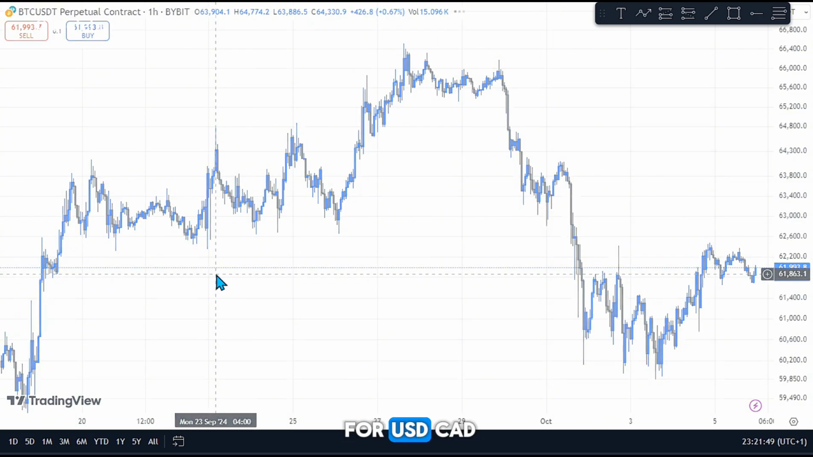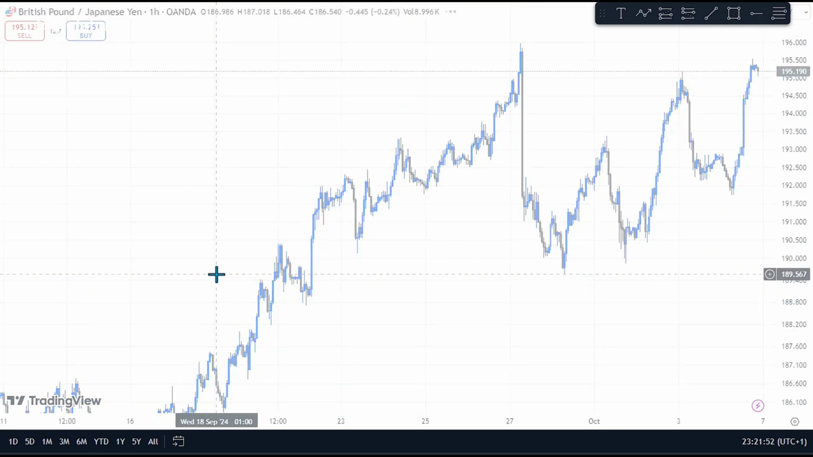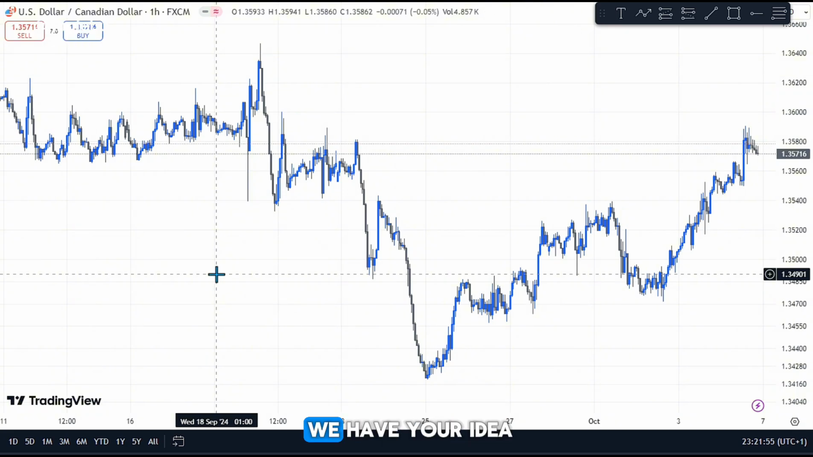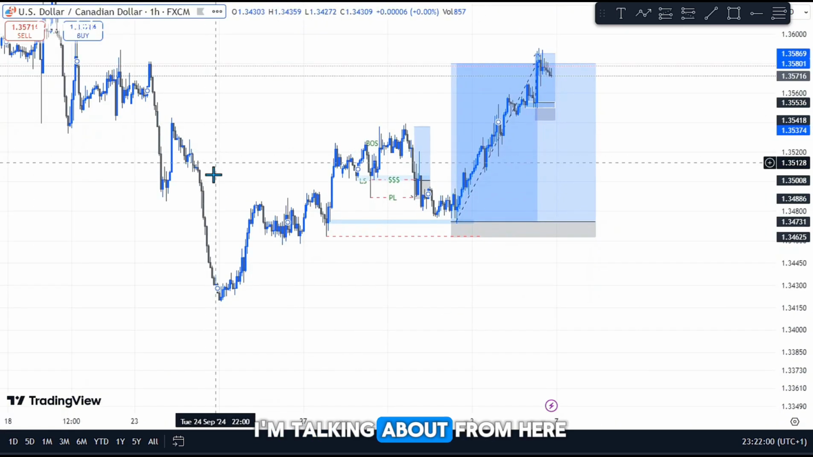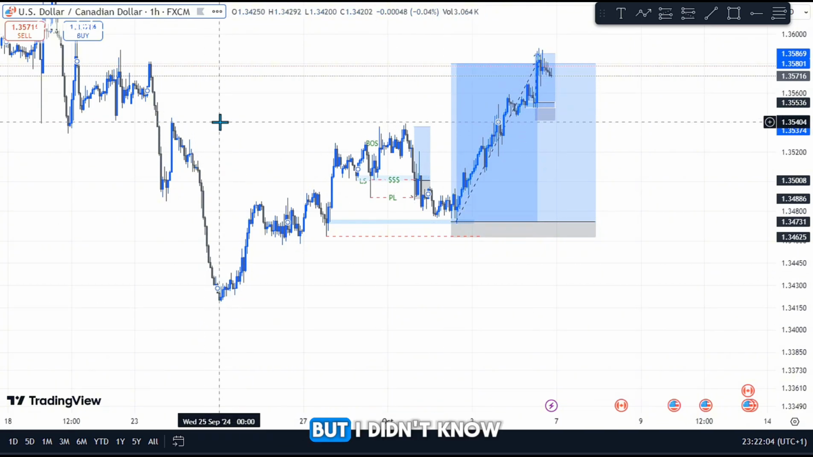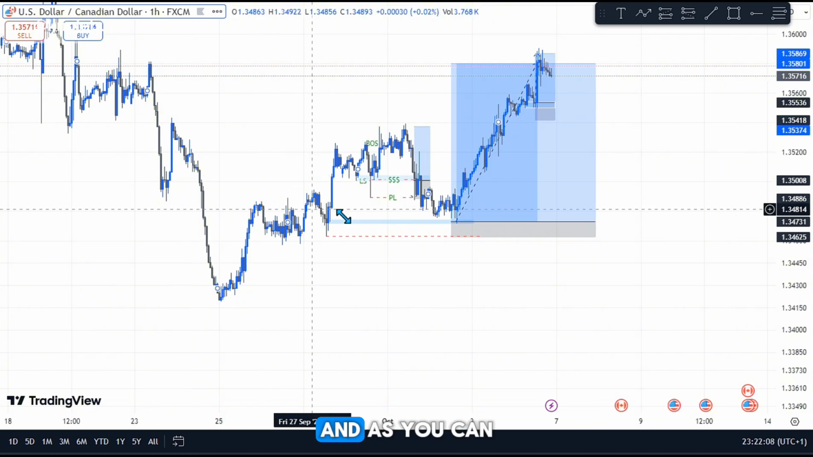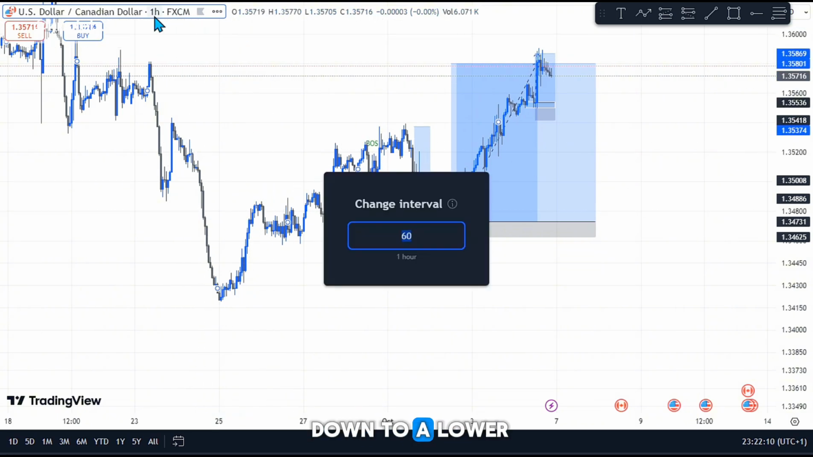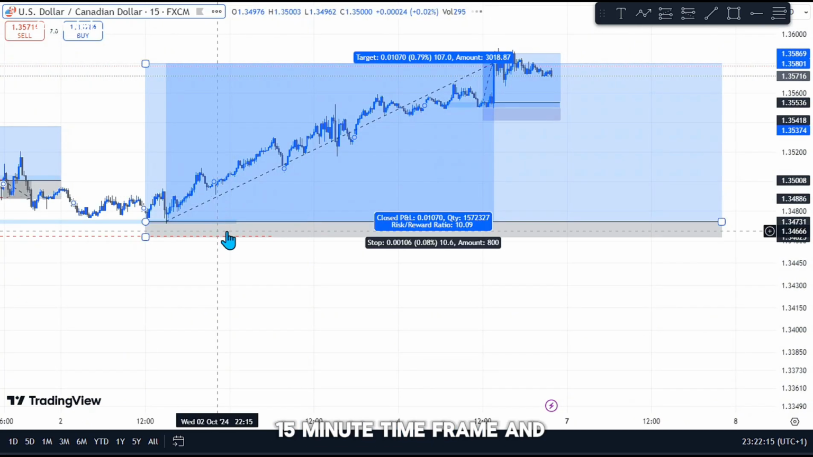So I'm still looking for USDCAD. I don't know where this USDCAD went to. Okay, now we are there. So this is what I'm talking about. From here, I knew that price was already bullish, but I didn't know where exactly price was heading to. And as you can see, let me step down to a lower time frame a bit. I think I took this entry from the 15-minute time frame.